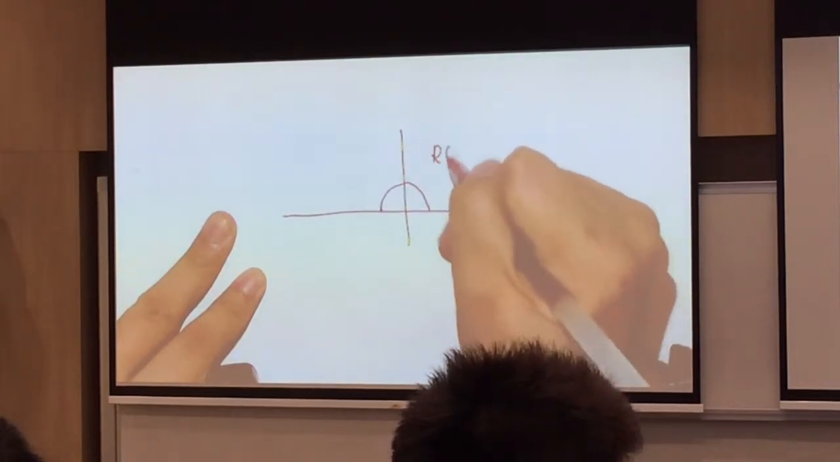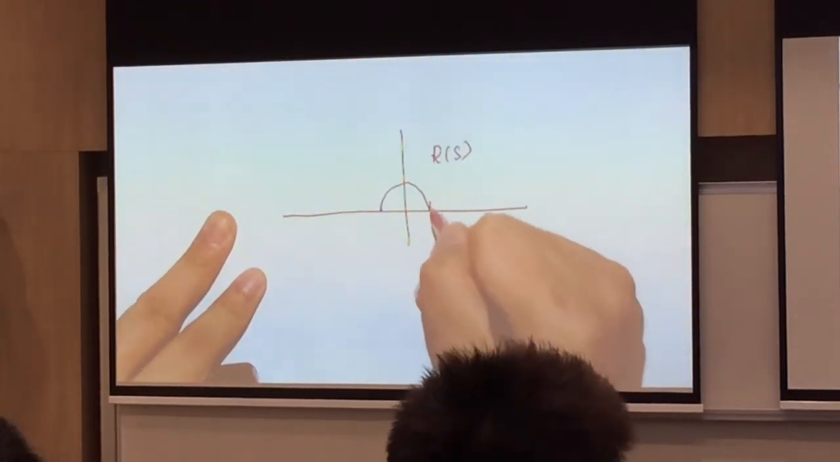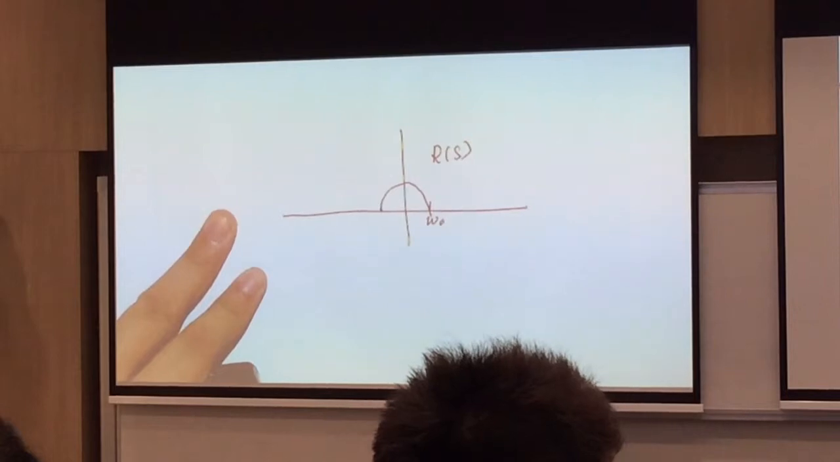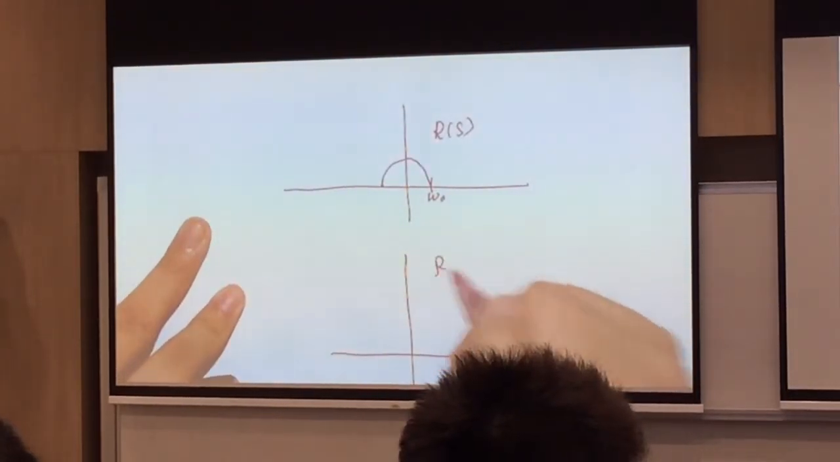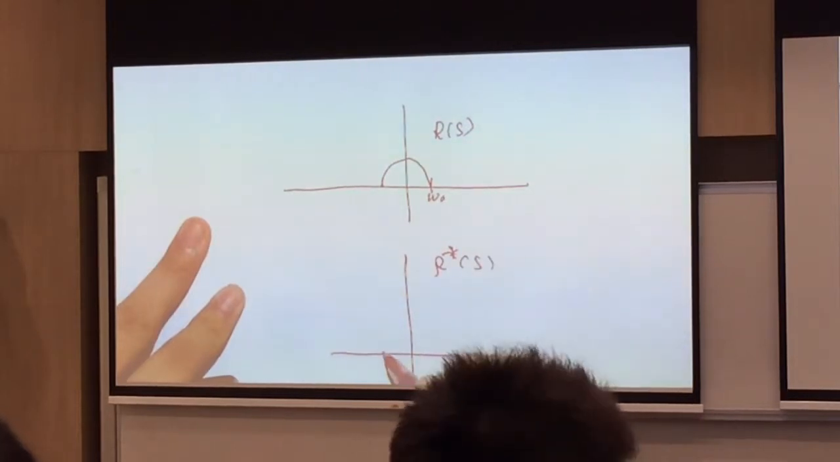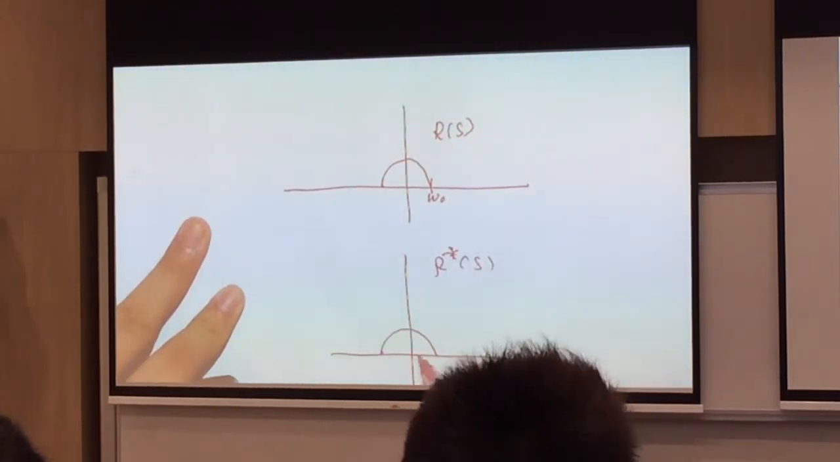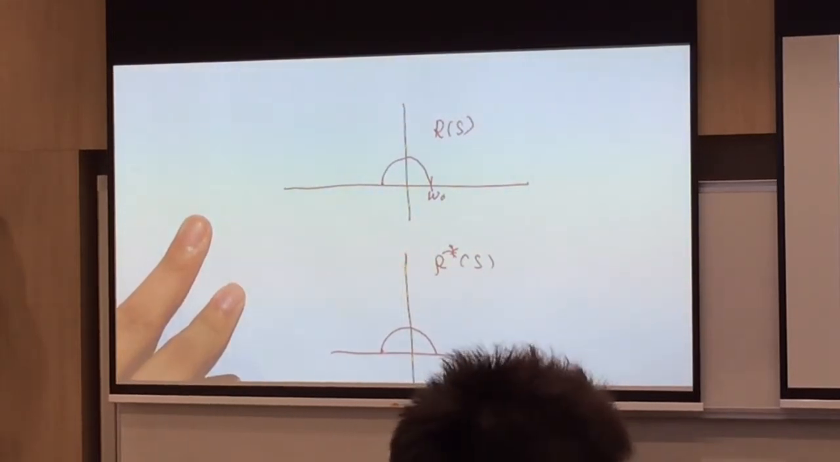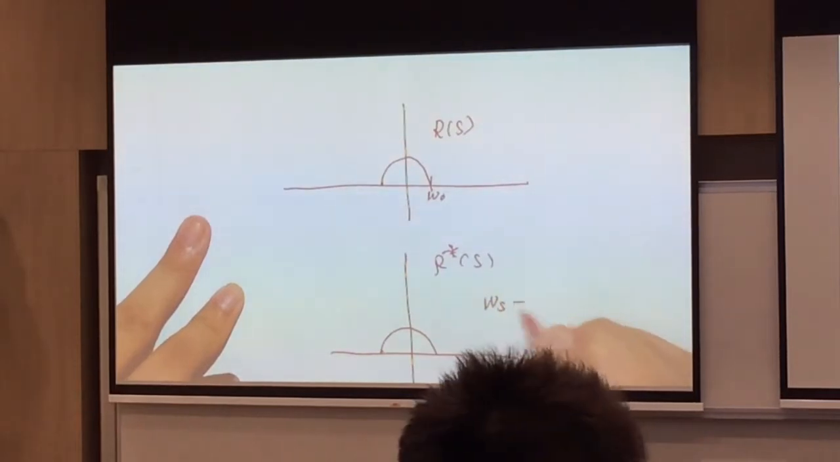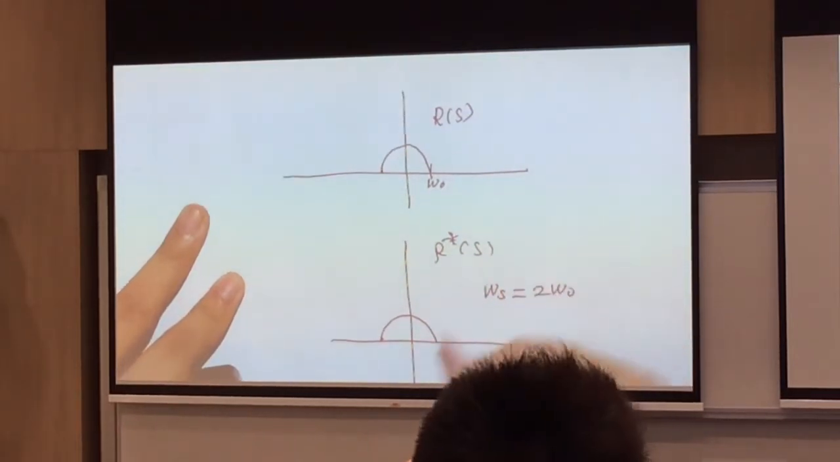This is your RS. The highest frequency we see is omega naught. And your R star S will be your base one, then you have a plus minus integer of omega s. If your omega s is equal to 2 omega naught, what do you get?